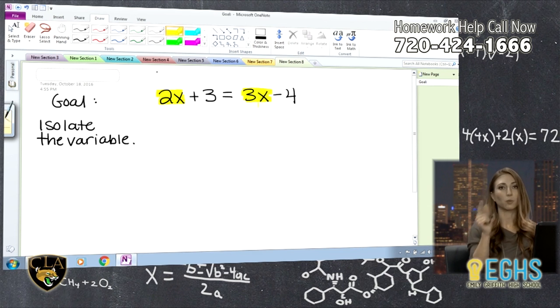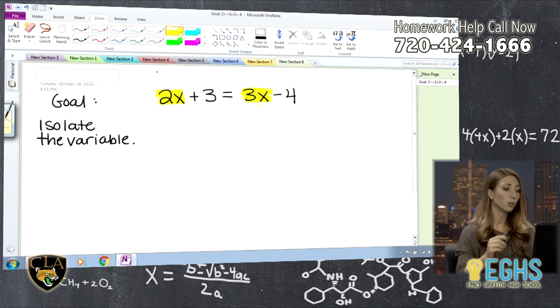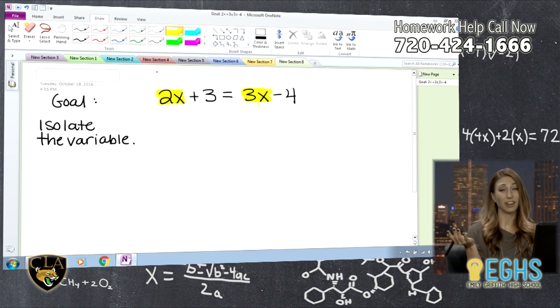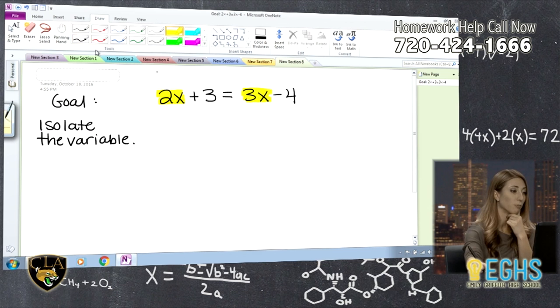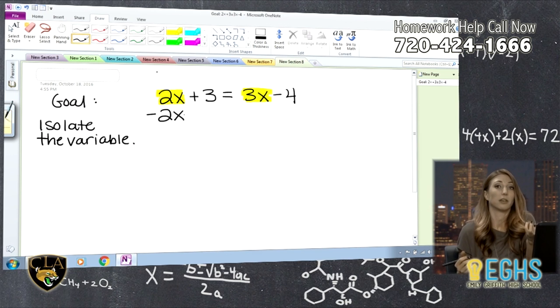So what I notice here, I've got 2x on this side, I have 3x on this side. It doesn't really matter which side of the equation you move them to. I tend to go to the one that has more of them. So on the right side, I have 3x. On the left, I have 2x. So I'm going to move them all to the right side since I already have more over there. To move them, what I need to do is undo what they are, or do the opposite of what they are. We know that a number plus its opposite always gives us 0.